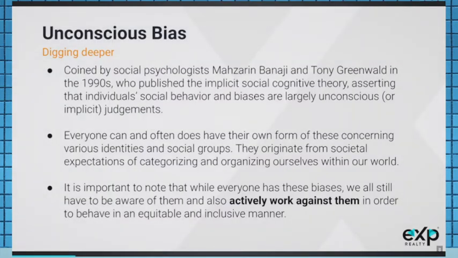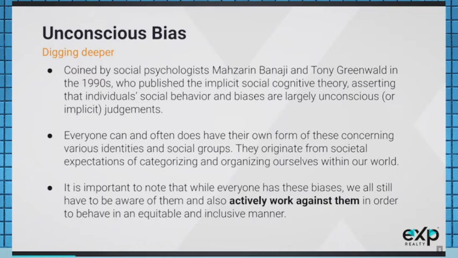Unconscious bias, when we dig deeper, is a term that was coined by social psychologists. I'm not going to pretend to be able to pronounce that word. And Tony Greenwald in the 1990s published the implicit social cognitive theory, asserting that individual social behavior and biases are largely unconscious or implicit judgments. Everyone can and often does have their own form of these concerning various identities and social groups. They originate from societal expectations of categorizing and organizing ourselves within our world.